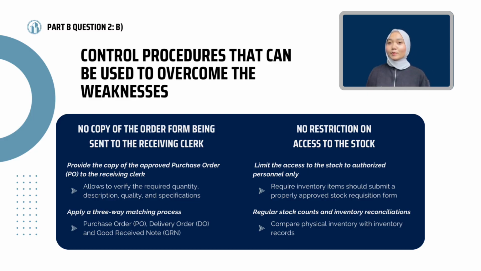Besides that, the company should also implement a three-way matching process as an additional internal control. This process involves comparing the purchase order, delivery order, and goods received note. By comparing these three documents, the company can ensure that all the information is consistent before updating the inventory records.